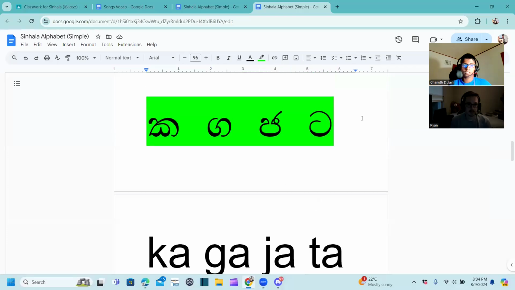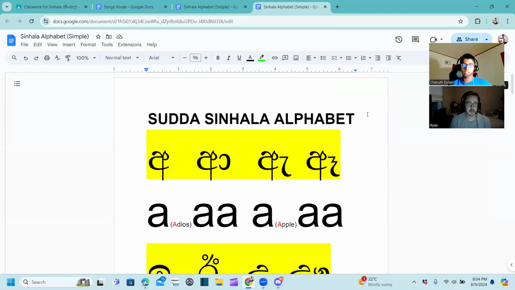So wait, can you see my screen? Not yet. Can you see it now? Looks like it's loading. Okay, yeah, yeah.